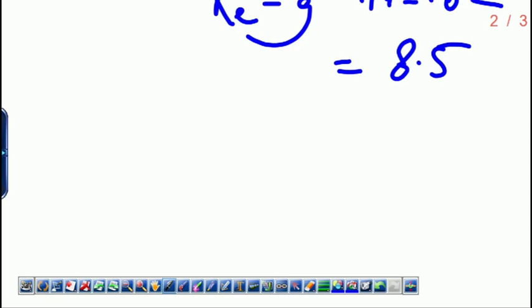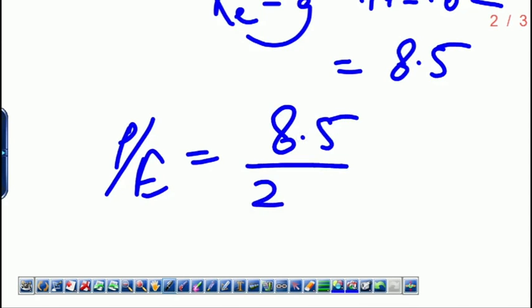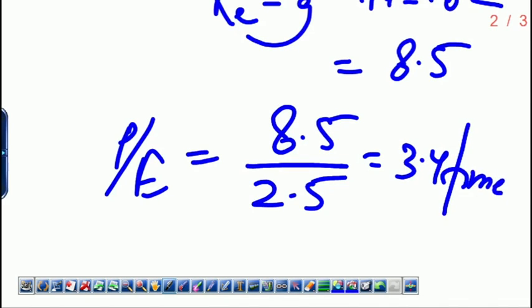And the earnings was 2.5. So P ratio is P by E. So 8.5 divided by 2.5. I am enjoying. Hope you are not, because this is a time wastage. So 3.4 times is the answer. Okay, that's the first part.